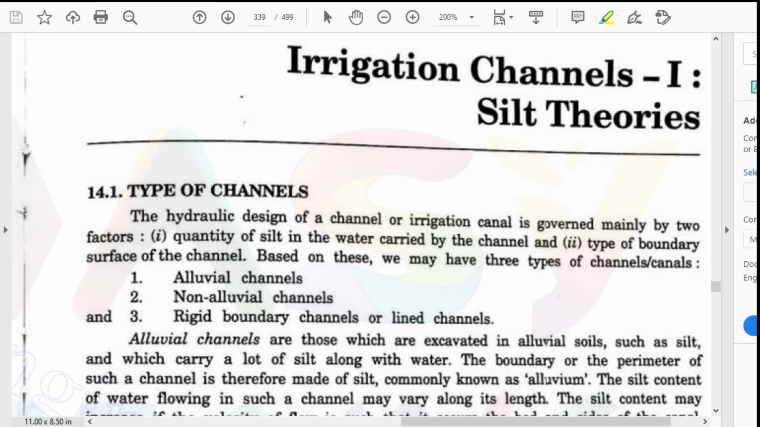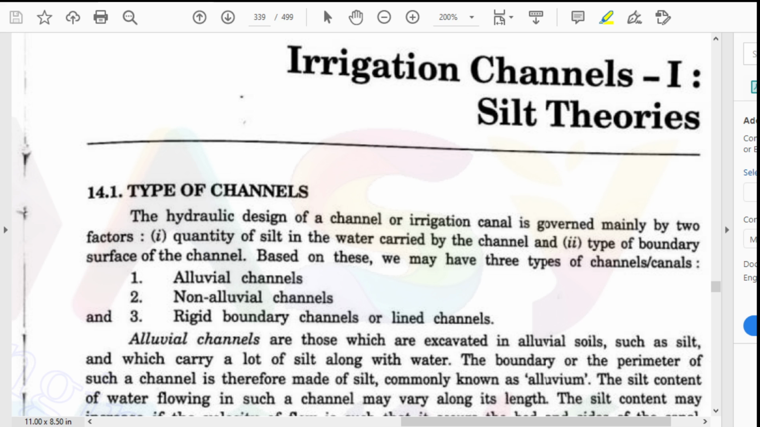ओके, और सेकंड पार्ट क्या है कि वो जो कैनाल हम लोग डिजाइन करने वाले हैं, या डिजाइन हो चुका है पहले से, तो उसका बाउंड्री सरफेस क्या है. आइदर वो लाइन कैनाल है या अनलाइन कैनाल है, और अगर अनलाइन कैनाल हुआ तो जिस जमीन पे वो एक्सकवेट किया है वो सॉइल का टाइप क्या है. ओके, अगर वो एल्यूवियल सॉइल है या नॉन एल्यूवियल सॉइल है, रॉकी है, etc.